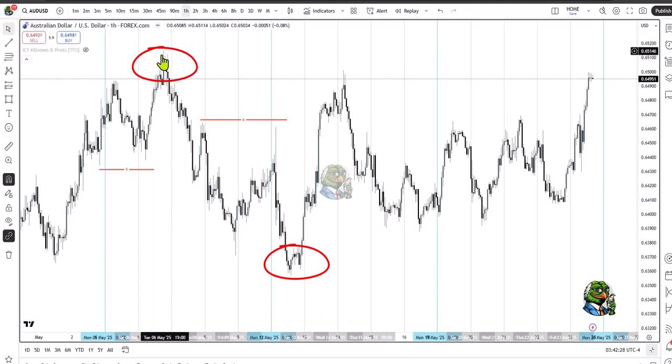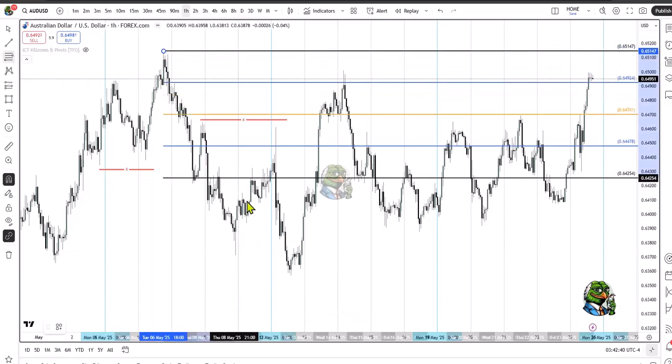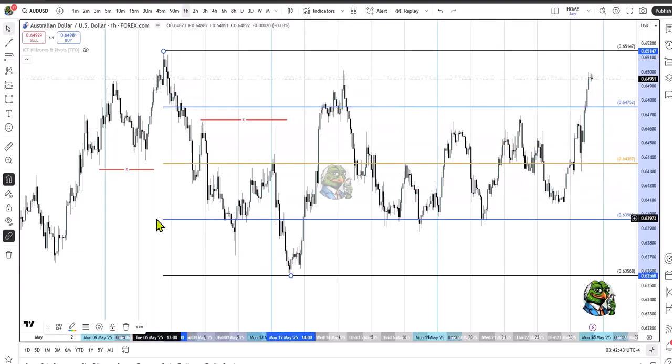Okay, you can see this high has taken out that swing, right? Previous weekly high, and this move down has taken out previous weekly low. So that's our dealer's range. What I like to do is grade my dealer's range with the quadrants and identify the midpoint.